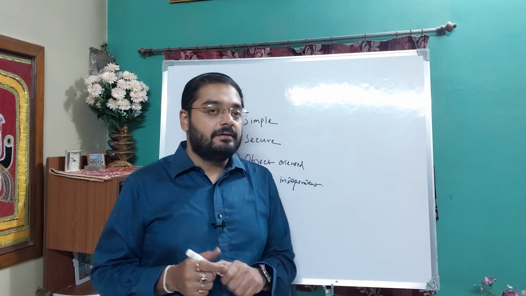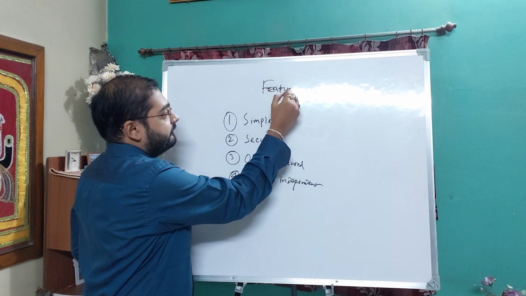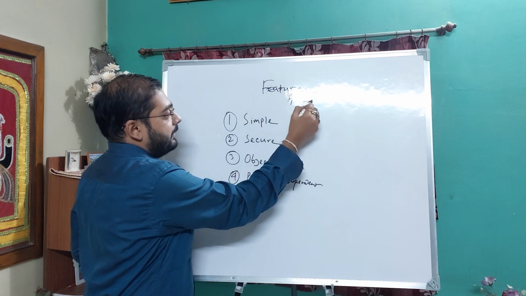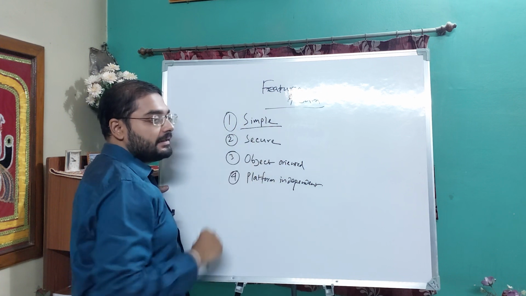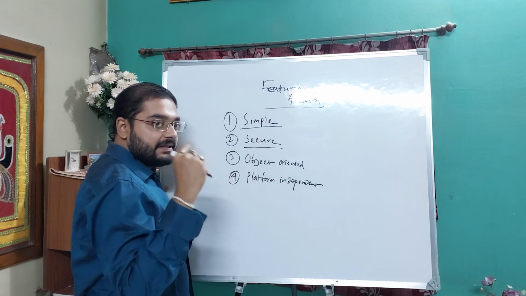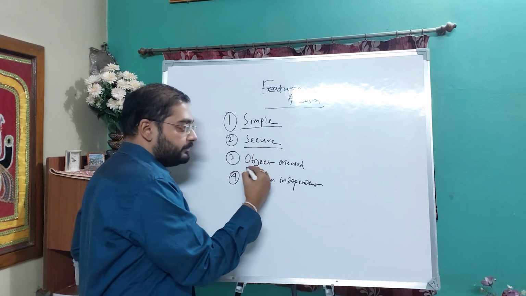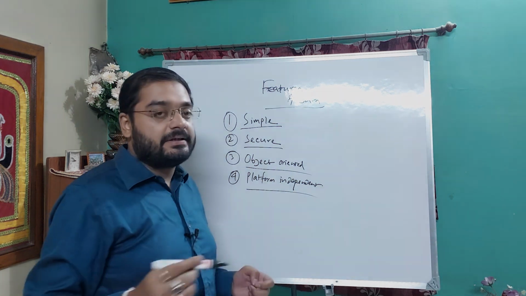The last topic is the features of Java. The main features of Java are only 4 points: it is very simple, it is secure. Why secure? Because it is object oriented programming, and it is platform independent.